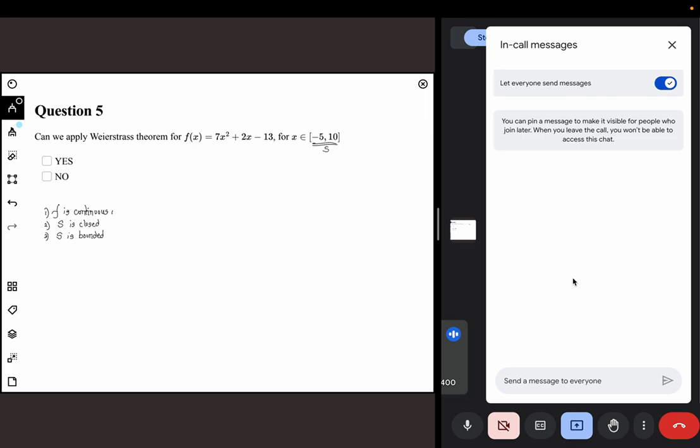This is a continuous function, and the domain is closed because if you take the complement, that is open, and it is bounded within -5 and 10. So all three conditions are satisfied. So this is where you can apply the Weierstrass theorem and say that you can always attain a minimum in this domain. As of now, we don't know what the minimum is or how to calculate it. All we can say is the minimum exists, and you will be able to find it. That's the only thing we can say from the Weierstrass theorem.